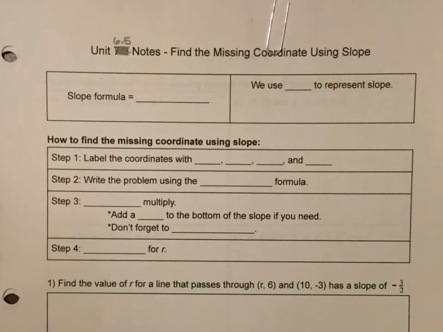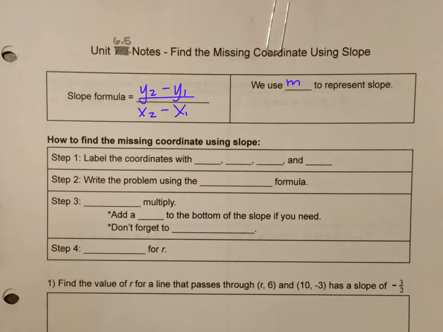These are your 6-5 notes. I'm going to start again by writing the slope formula: y2 minus y1 over x2 minus x1. And the variable we always use to represent slope is an m.